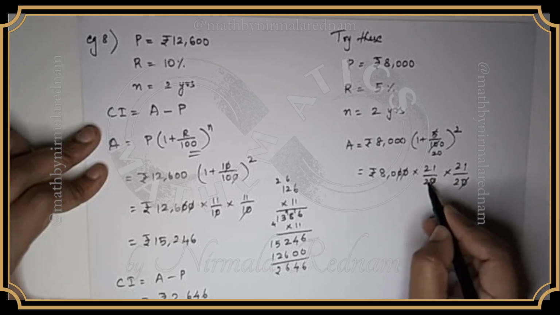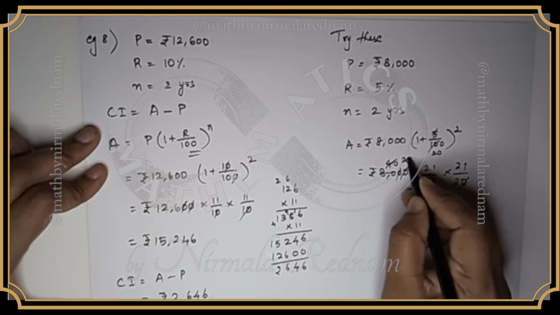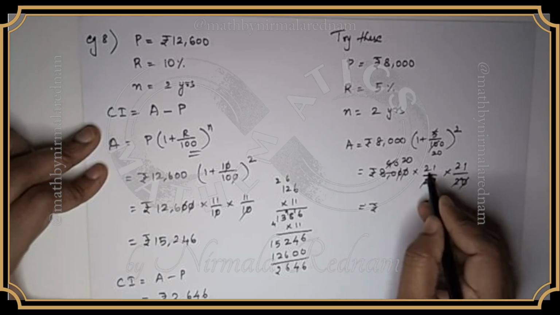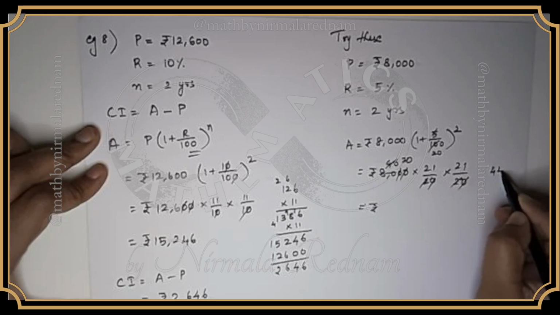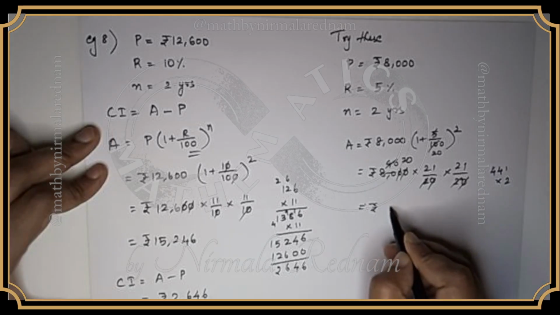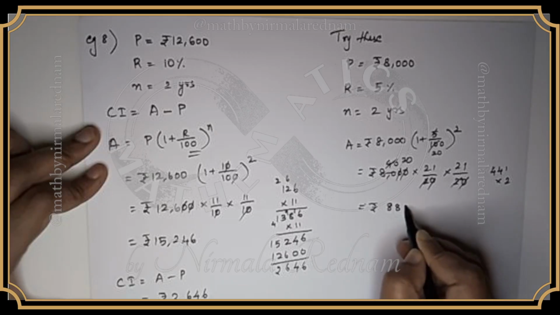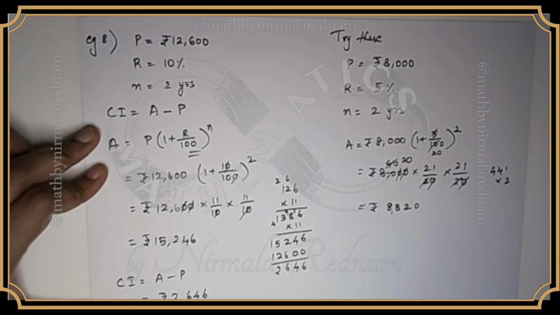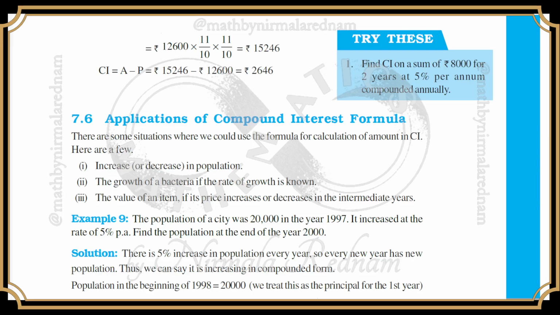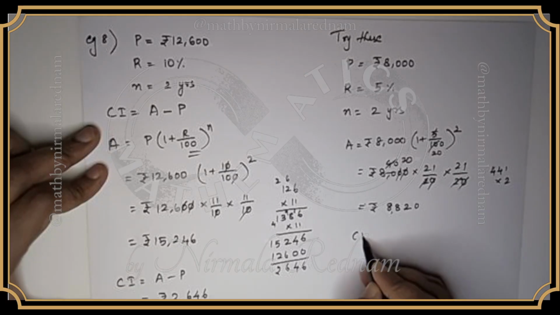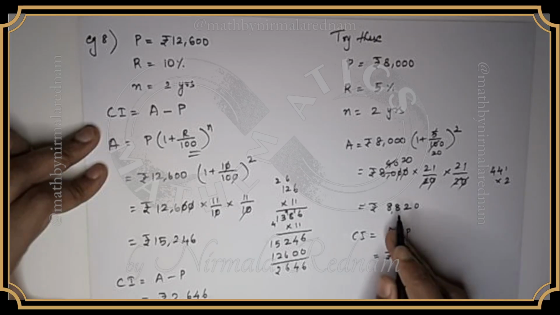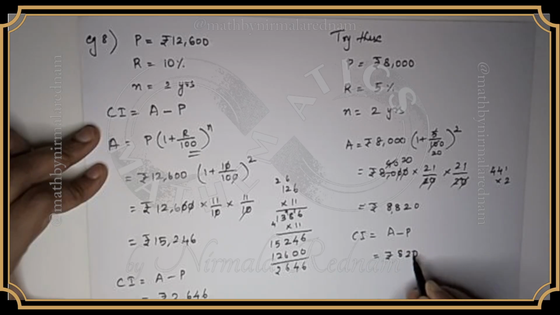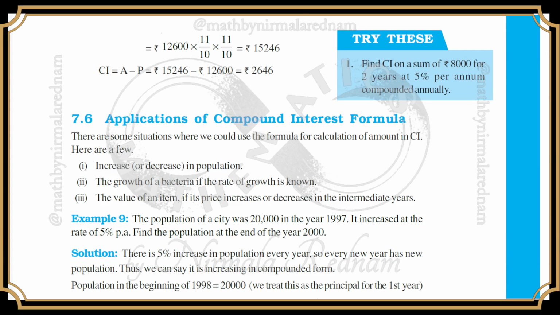So if I simplify this, I am going to have 21 square into 20. 21 square is 441, okay, and 441 into 2 is going to give me 882, and I have a 0 here. So that means that the amount is 8,820. They're asking us CI. So CI is nothing but amount minus principal amount, which is this minus 8,000, which is clearly 820. So that is my answer. Okay, so that is the Try This question.